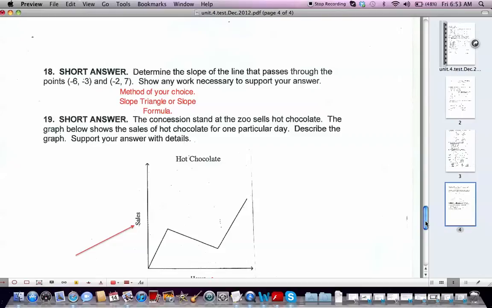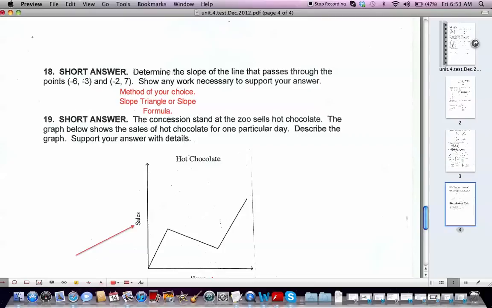Number 18 for the short answer. Determine the slope of the line that passes through the points -6, -3, and -2, 7. Show any work necessary to support your answer. Now you can use the method of your choice. You can use the slope triangle or you can use the slope formula. Either way, you should get the same answer. So either way you want to do this, just make sure you show your work.